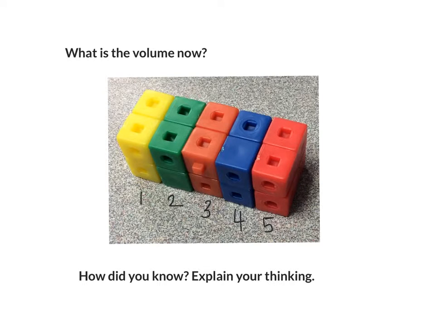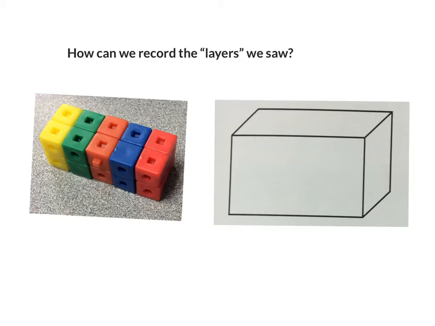Now how many blocks are in each layer? How many blocks does it take to make one layer on this rectangular prism? Jithia? 4. Do you guys remember when there was only one layer to begin with? How many blocks were there? 4. So if I have 4 blocks in each layer and there's 5 layers altogether, how many blocks did it take altogether to build this? 20, which means the volume is 20 what? Cubic centimeters.